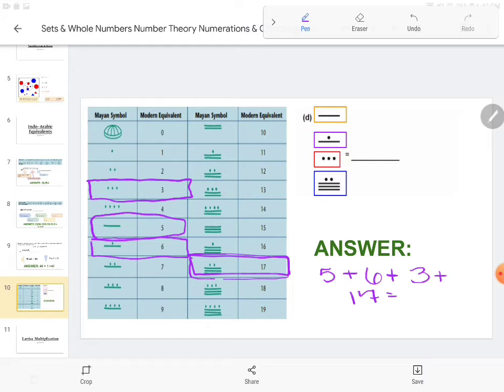So in order to solve for all of this, you're welcome to do mental math. You're welcome to write it out. I'm actually going to use a calculator for time purposes. We go ahead, we add all this together. We have 17. We have 6. We have 3. And we have 5.